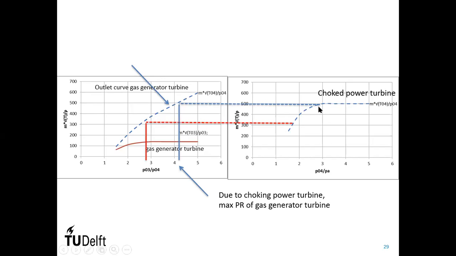And if you would not be in a choke area of the power turbine, so you would have a low pressure ratio or low load, you will always have a lower pressure ratio of the gas generator turbine.